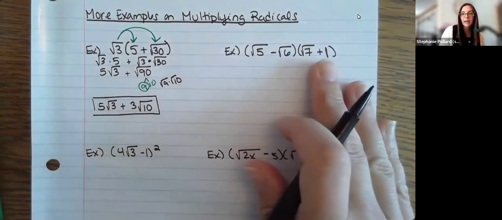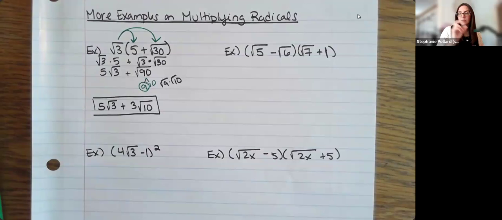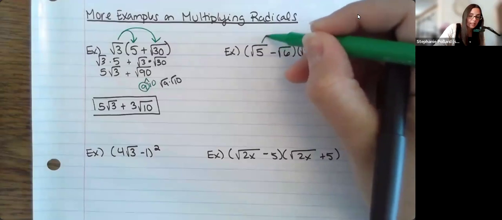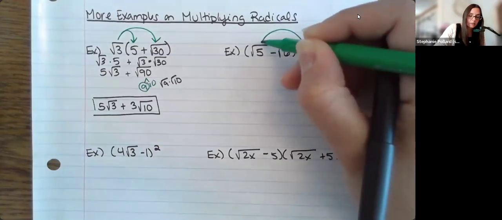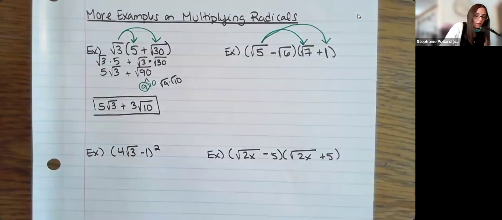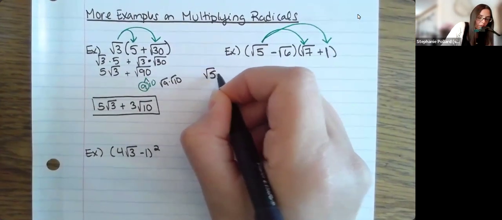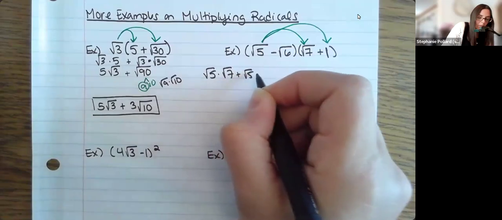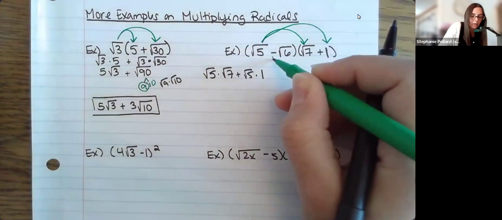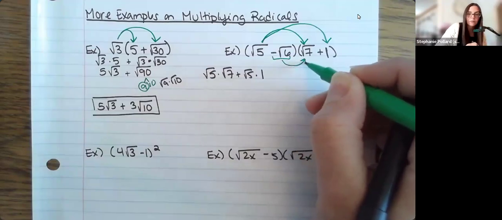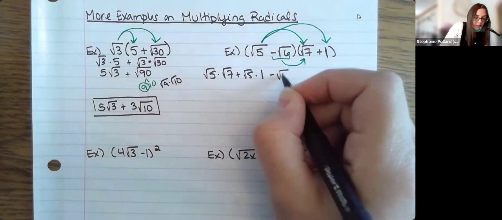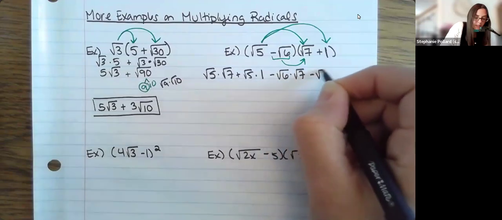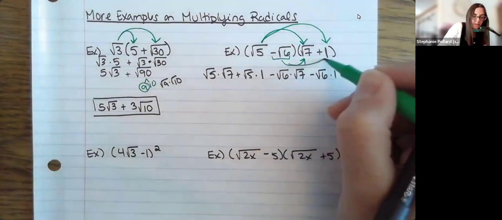For the next one, I have two binomial pieces being multiplied. So 2 terms and 2 terms. So I'm going to distribute twice, or you can use the FOIL method here, whichever strategy you prefer. In either case, I'm going to start by taking that root 5 and multiplying it by the root 7, and then the root 5 by the 1. So I have root 5 times root 7 plus root 5 times 1. On the inside, I'm now working with the negative root 6. So I have negative root 6 times root 7, and then negative root 6 also times 1.